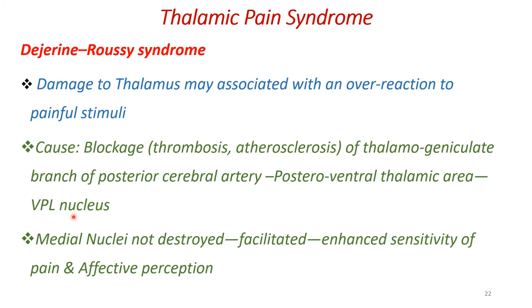So, because of this damage to the ventroposterior lateral nucleus, we have the typical overreaction of the pain, because the medial nuclei are not destroyed. Mainly this nucleus is destroyed. So, rather they are facilitated and there is enhanced sensitivity of pain and affective perception of pain.